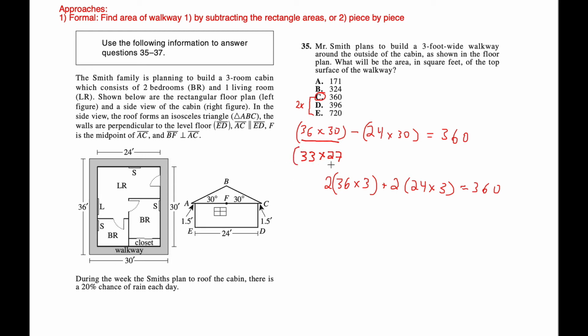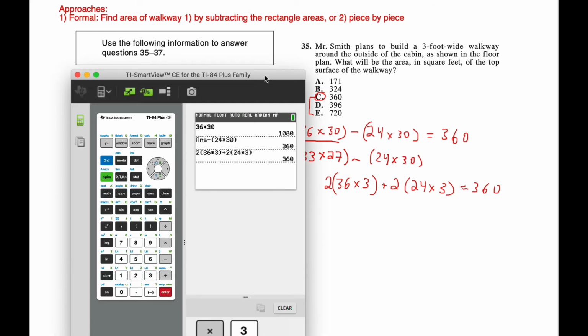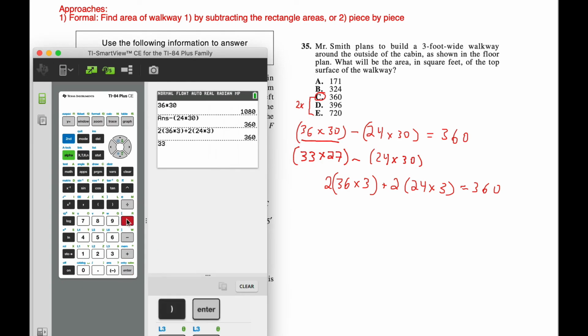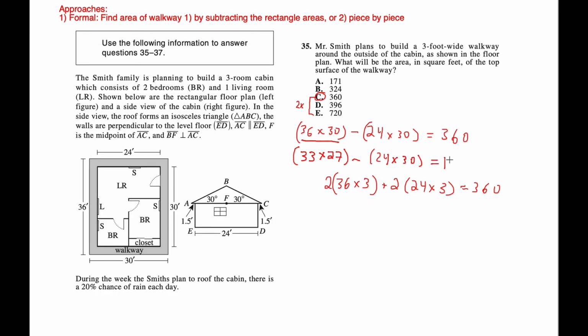So it'd be 33 times 27, and then they subtracted correctly the area of the smaller rectangle, which is 24 by 30. So we'll see what that gives us on our calculator. 33 times 27 minus 24 times 30. Yeah, and that gives us 171, so that could reflect that mistake.